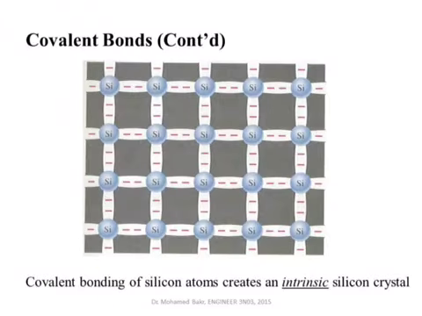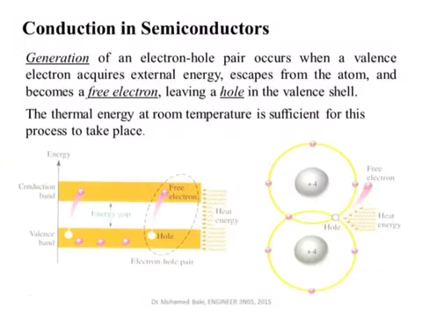So this is another diagram that shows the intrinsic structure of a silicon crystal, where covalent bonds are created between one silicon atom and its neighbors in order to guarantee chemical stability. As mentioned earlier, conduction can happen in semiconductors, but we have to give the electron enough energy.